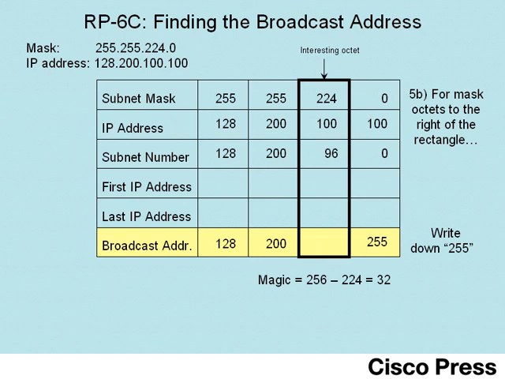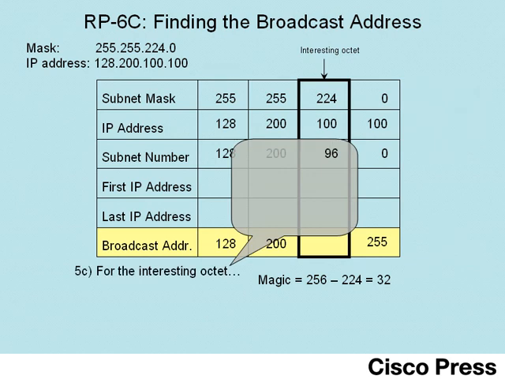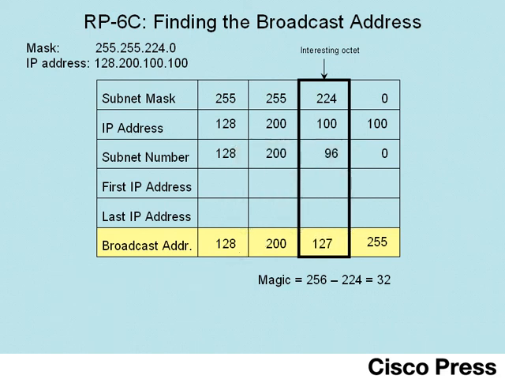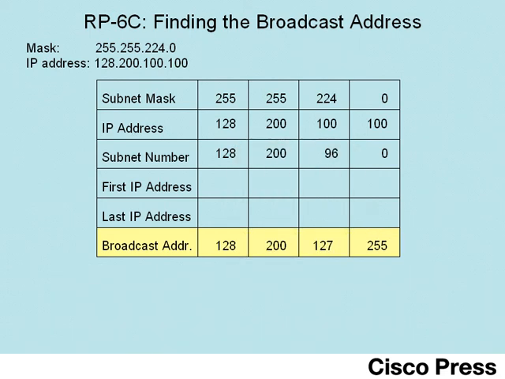At step 5c, to figure out the broadcast address's value in that interesting octet, we take the subnet number's value in that octet, add the magic number, and subtract 1. The math obviously is pretty simple. We end up with a 127 in that octet, which gives us the final answer of broadcast address 128.200.127.255.